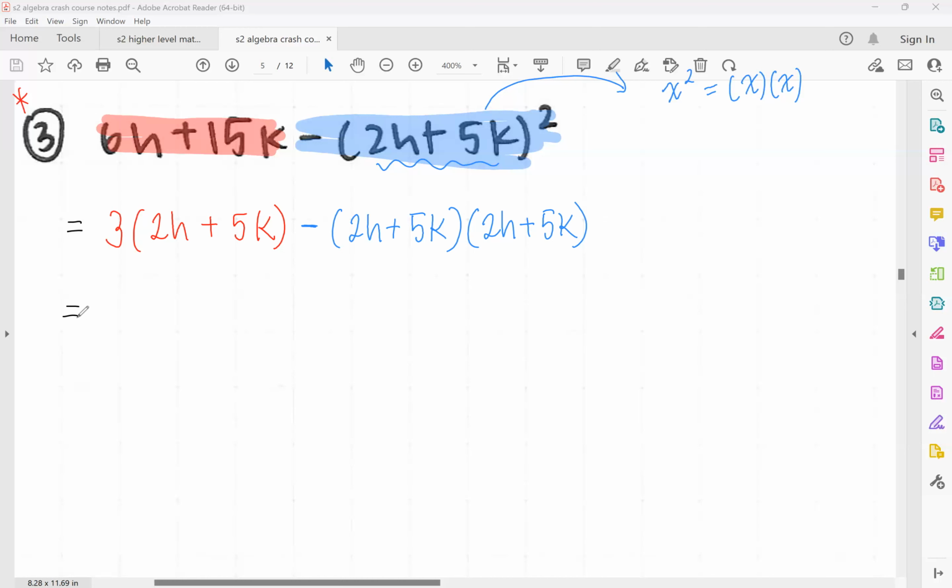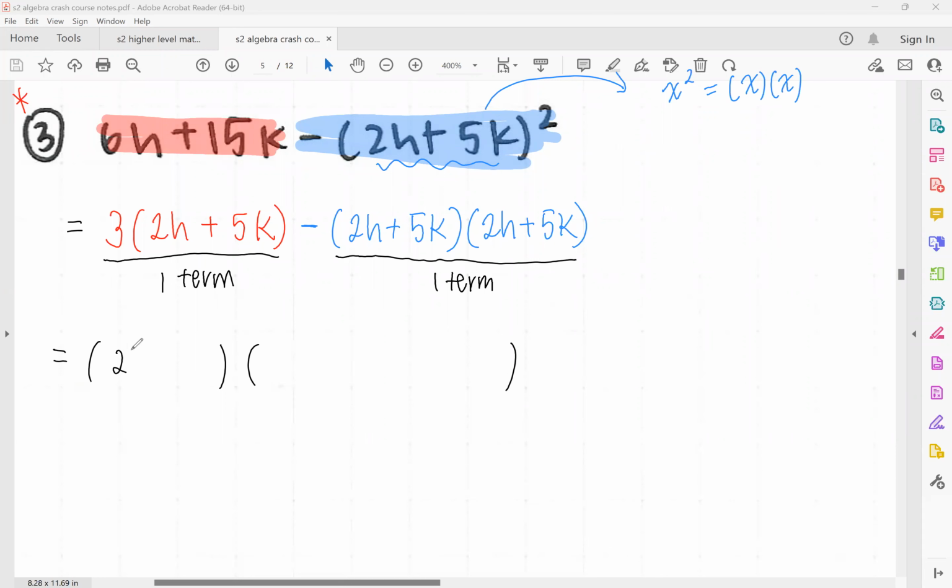Okay, so right now, guys, same thing. Can you see that this is one term? And this is one term, right? The first term and second term. Is there anything in common? Have or don't have? Yes or no? Yes. And what is in common? Yes. So remember I told you guys the bracket technique. So it'll be 2h plus 5k, correct?